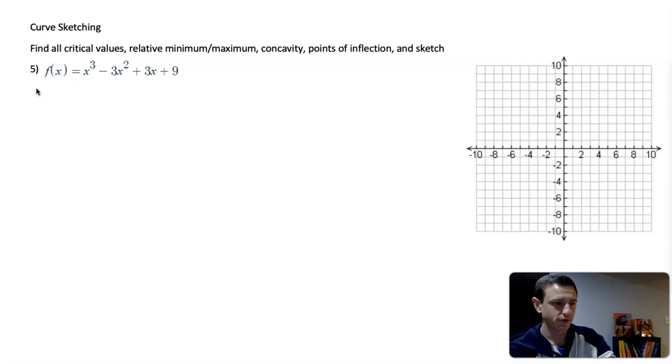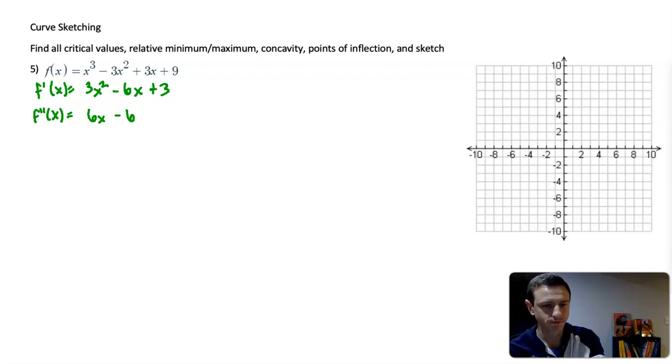Finding critical values is going to be taking the first derivative, but since I'm going to be talking about concavity also, I'm going to go ahead and just fire out the first derivative along with the second derivative, just so I have it in a nice organized space here. So the first derivative is going to be 3x squared minus 6x plus 3, and 9 is a constant. Second derivative is going to be 6x minus 6, 3 is a constant. So there's our derivatives in one spot, that way we're not having to look around everywhere. Next, I'm going to start with critical values.